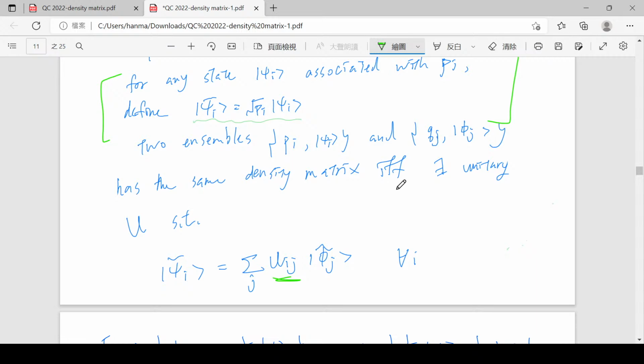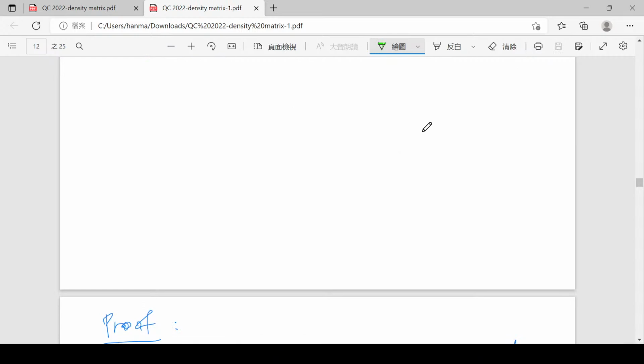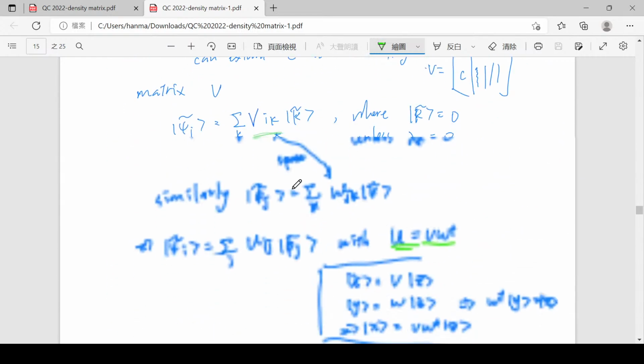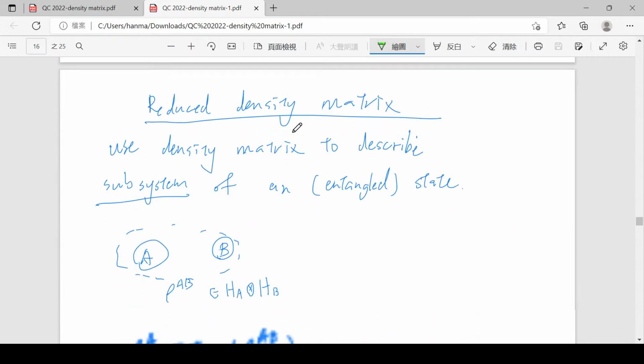Okay, then we have lots of time. We have 22 minutes left. We are very fast. We can probably have an extra topic before the midterm.